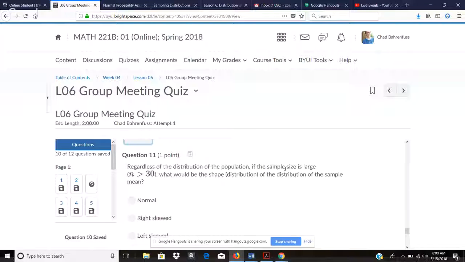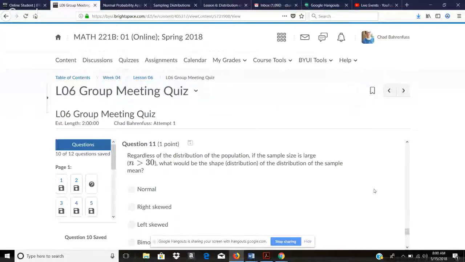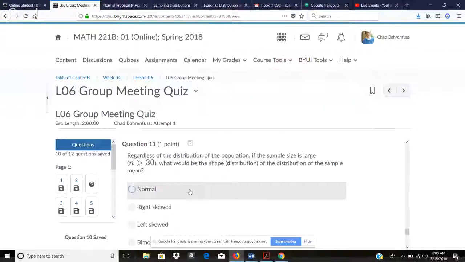Regardless of the distribution of the population, if the sample size is large, meaning greater than 30, what would be the shape of the distribution of the sample mean? Remember how I told you, it's always going to be normal.